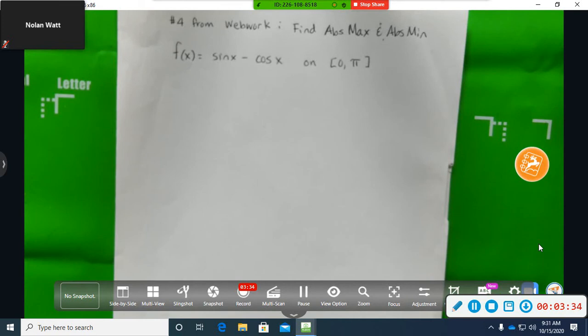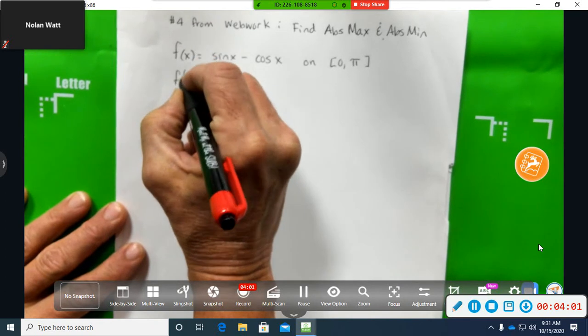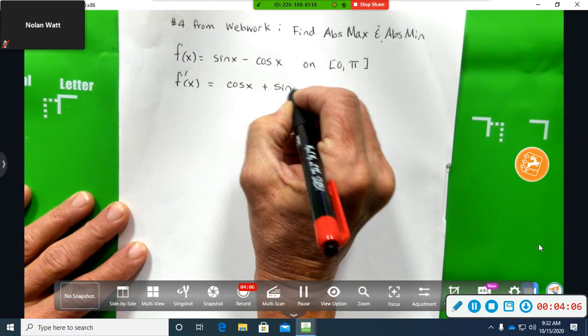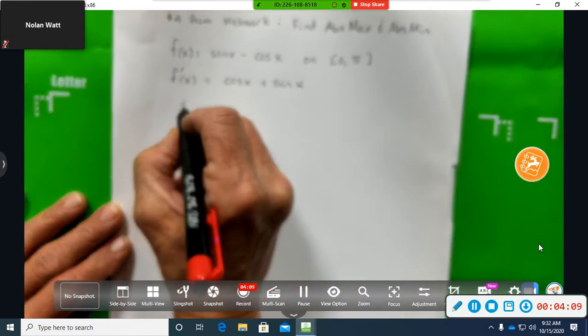Okay, so our candidates for the absolute max and min would occur either at the endpoints or at critical numbers within the interval. So we'll take the derivative and see how many critical numbers we can find between 0 and pi. When you take the derivative of the sine of x, you get a cosine of x. Derivative of cosine is minus the sine. So do you agree that the derivative is cosine of x plus the sine of x? So we set the derivative equal to 0.